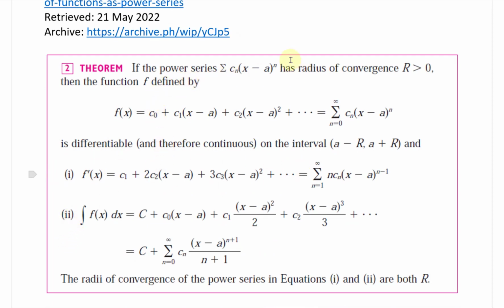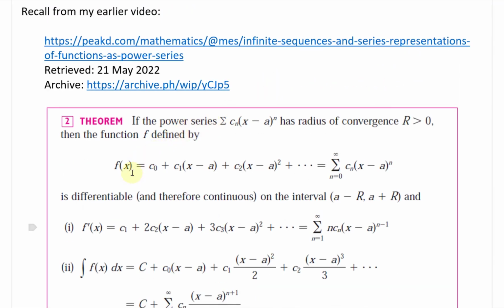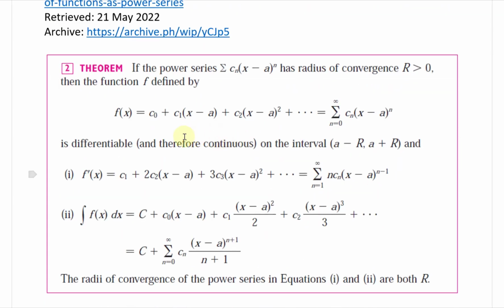So if the power series, written in general form, the summation of c_n times (x minus a) to the power of n, has radius of convergence R greater than 0, then the function f defined by f of x equals c0 plus c1 times (x minus a) plus c2 times (x minus a) squared plus etc., which is just a power series, the summation from n equals 0 to infinity of c_n (x minus a) to the power of n, is differentiable and therefore continuous on the interval a minus R to a plus R, an open interval, because it may or may not be continuous or differentiable at the endpoints, but in between it is. And here's the theorem.